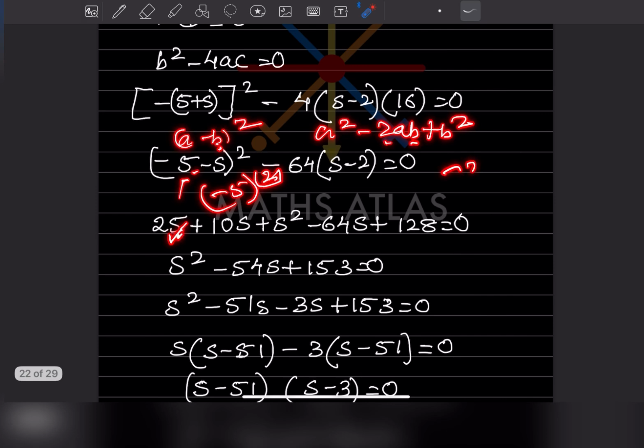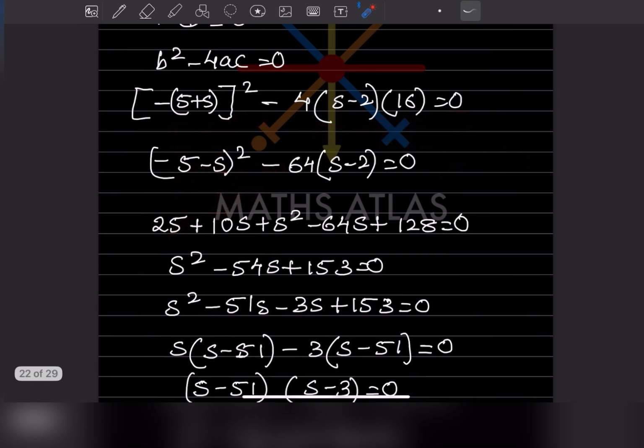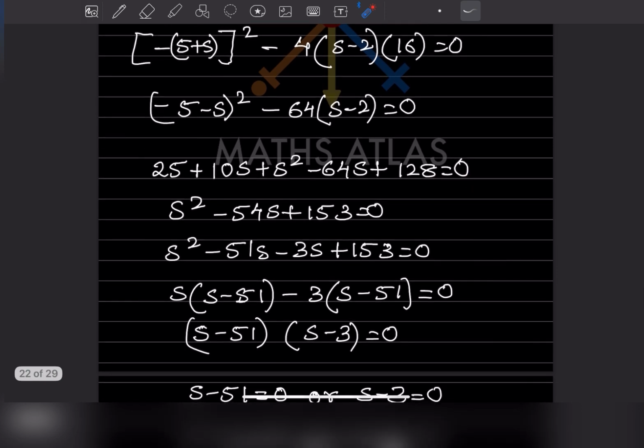So minus 2, what is a? A is minus 5, and this is going to be 10s, and this will be s square. And here will be minus 64s, and this should be plus 128 minus 28, that is going to be 0. So now what will you do here?